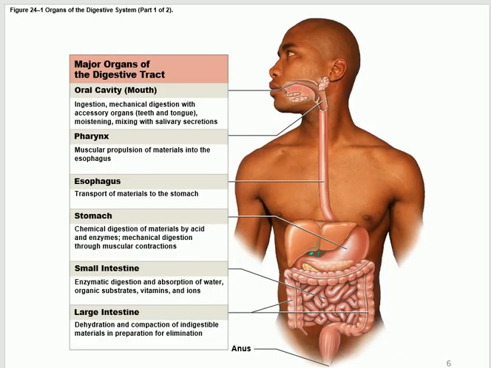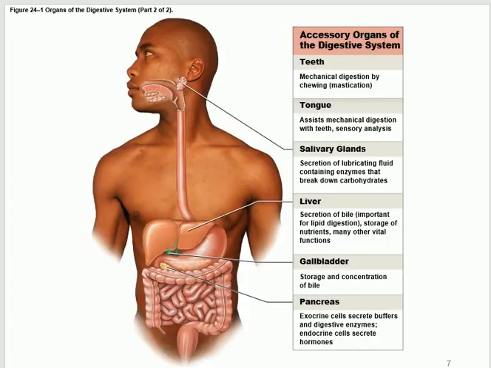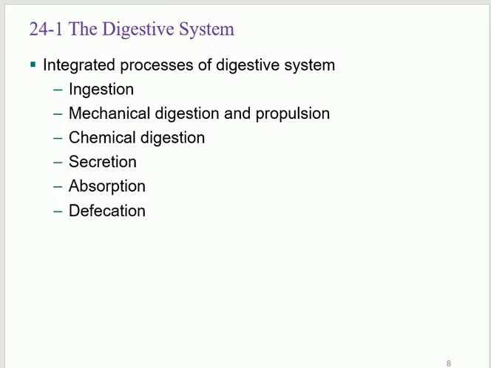So here's the alimentary tract, starting from the mouth, moving down to the pharynx, to the esophagus, stomach, small intestine, large intestine, until the anus at the end. And these are the accessory organs: liver, gallbladder, pancreas, besides the tongue and the other glands. So we will be talking about the different processes, starting from ingestion. You ingest, you put the food in your mouth.